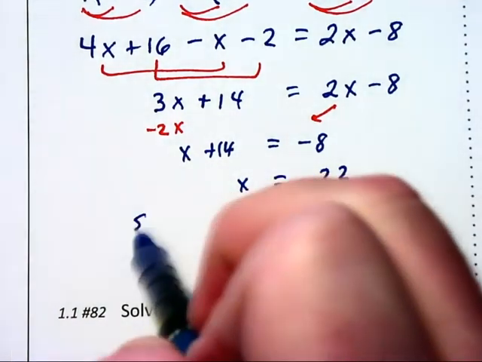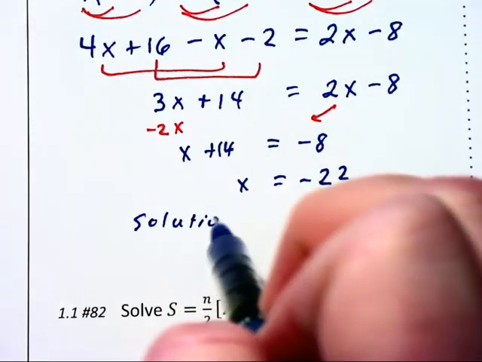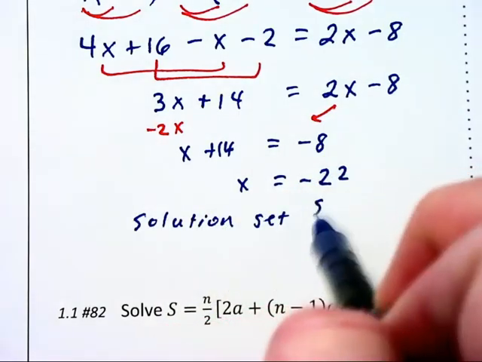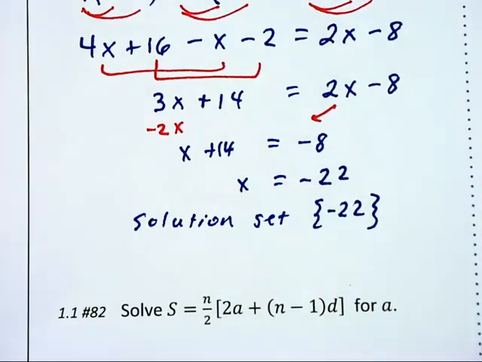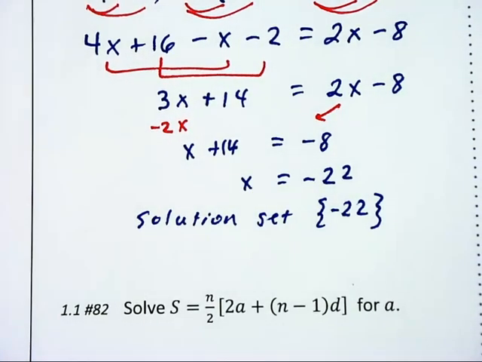So our solution set contains negative 22, which, if we wanted to go and substitute it back into the original problem, we would find is a true value.